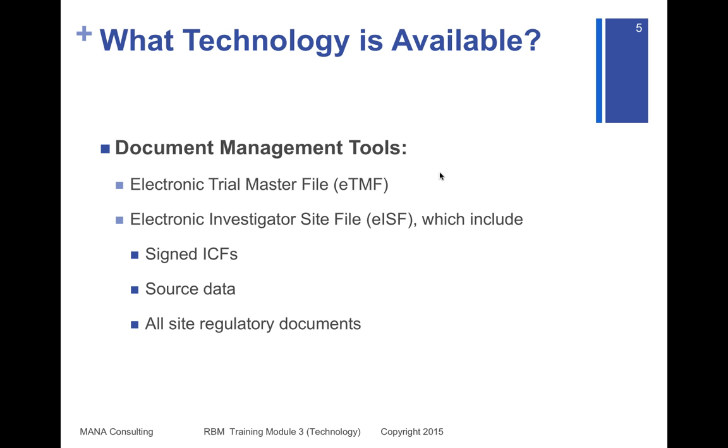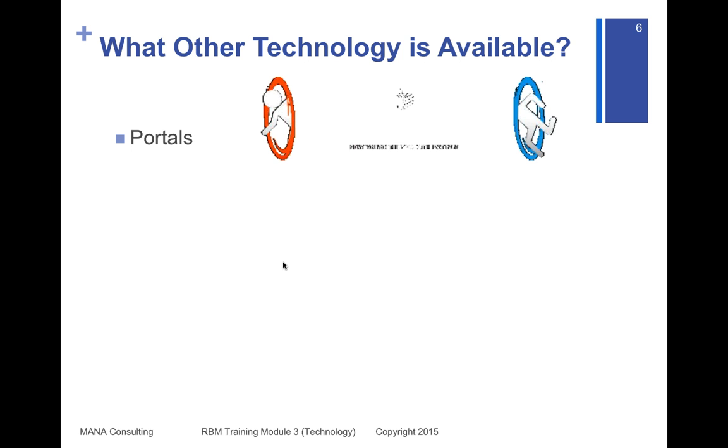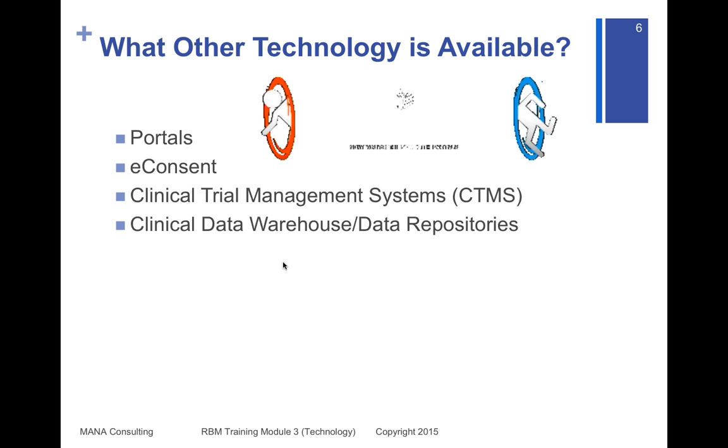But there's also the opportunity to use an electronic investigator site file, or EISF. And in there, not only can you include all of the site's regulatory documents, but because of role-based access, which we'll talk about later, you can also collect personal documents that contain personal health information, such as the signed informed consent and source data, in the EISF as well. So it allows you to do remote review of documents, not just data.